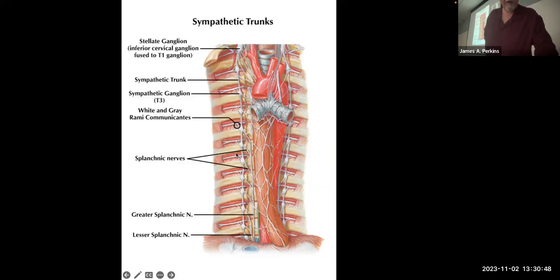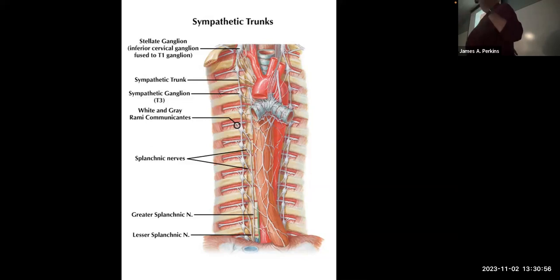So notice the nerves that are traveling through the intercostal spaces. Those, of course, are intercostal nerves. But remember, in the thorax, the intercostal nerve is the same thing as the ventral ramus of the spinal nerve. So it's actually the intercostal nerve which is connecting to the sympathetic chain by way of the white ramus communicans and the gray ramus communicans. And there's a tiny little circle here zooming in on those 2 tiny little connections.